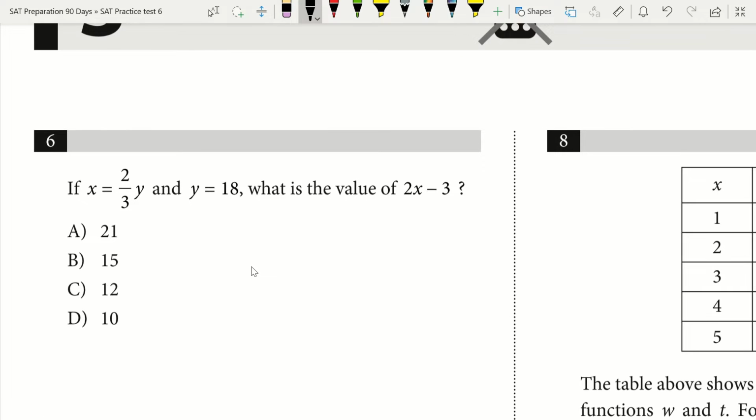Okay, x equals 2/3 y, y is 18. I'm going to plug 18 in for y. 2/3 times 18 is going to give me x equals 12 then. If x is 12, I go 2 times 12 is 24. 24 minus 3 is 21. Answer for 6 must be A.